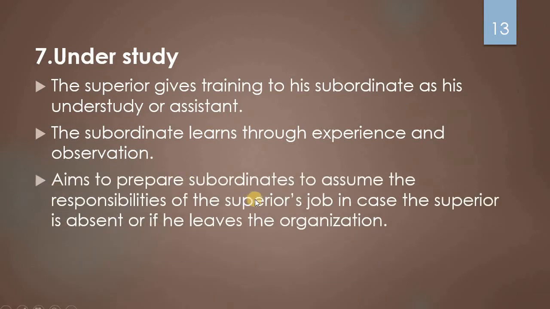It aims to prepare subordinates, that is trainees, to assume the responsibility of the superior. Once the assistant has learned every work from the superior, he will be promoted as a senior, and then he has to train another junior. Like that, the chain will continue in the organization. It aims to prepare subordinates to assume the responsibilities of the superior's job in case the superior is absent or leaves the organization. So this is regarding understudy.